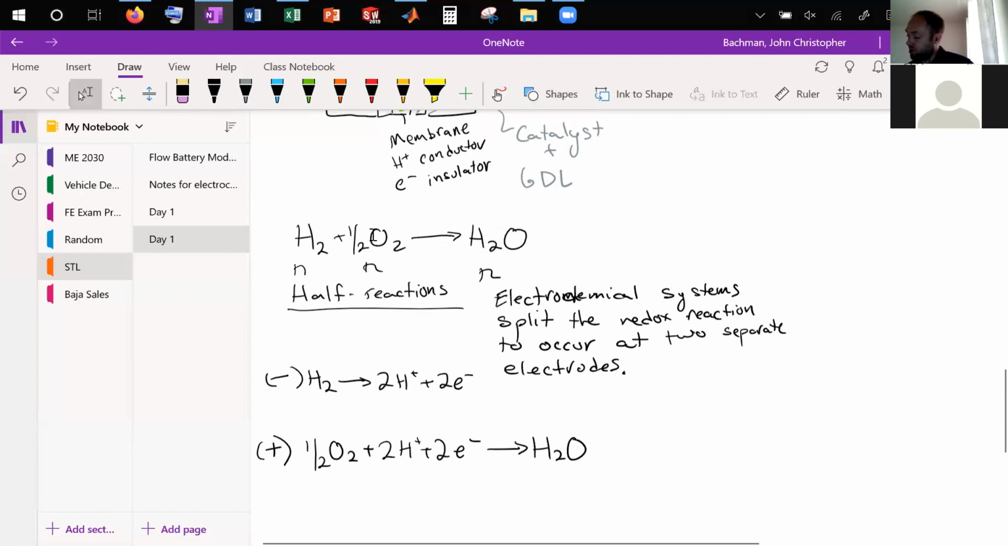Same thing with the oxygen, but here oxygen is more electronegative than hydrogen, so it's going to pull the two electrons that it wants, one from each of these protons. And so you can see the redox reaction is kind of the transfer of electrons from the hydrogen to the oxygen, and it's been split up into two locations in the cell.